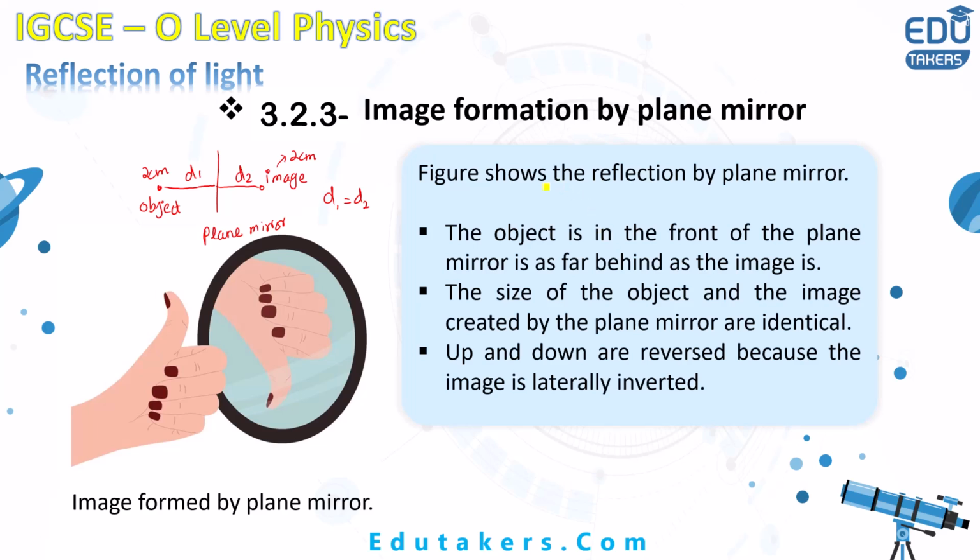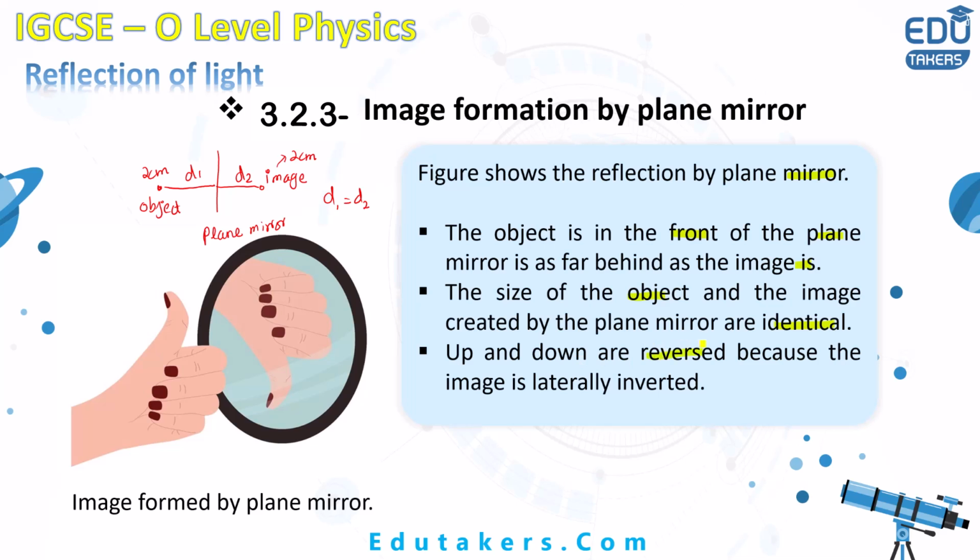You can see here, the figure shows the reflection by the plane mirror. The object in front of the plane mirror is as far in front as the image is behind. It means that the distance of the object from the plane mirror is equal to the distance of the image from the plane mirror. The size of the object and the image created by the plane mirror are identical. Both of these have the same size.